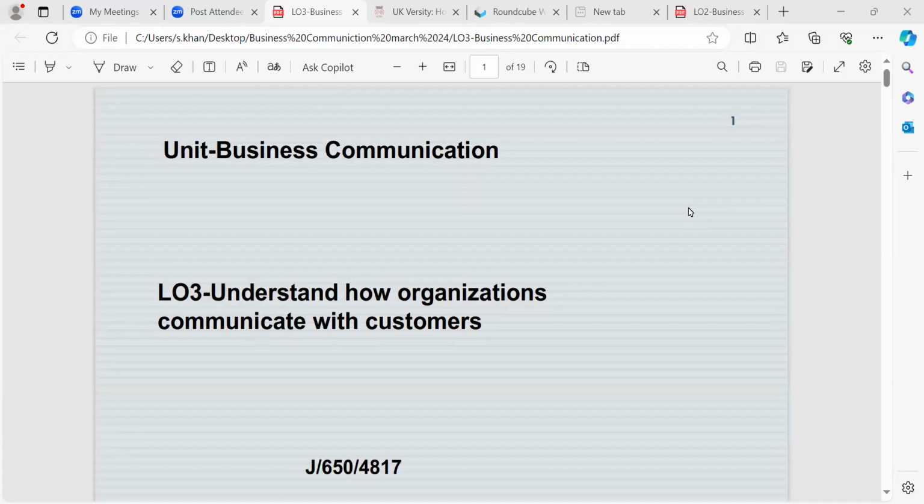So the unit we're doing today is business communication. My name is Shazia Khan, and the learning outcome we're doing today is learning outcome 3, which is to understand how organizations communicate with customers.